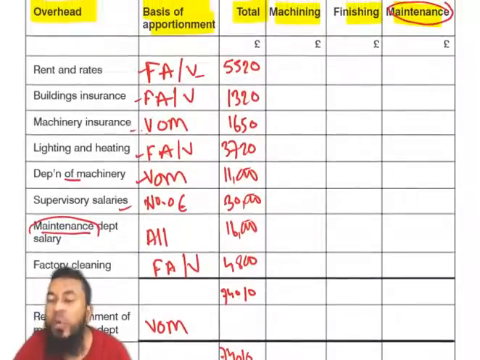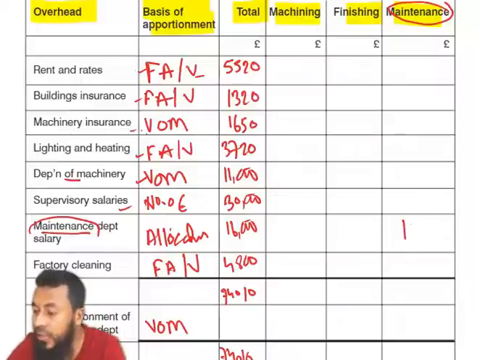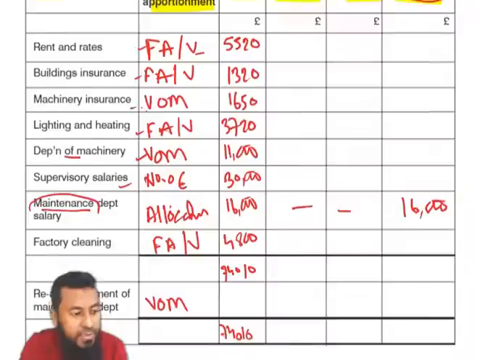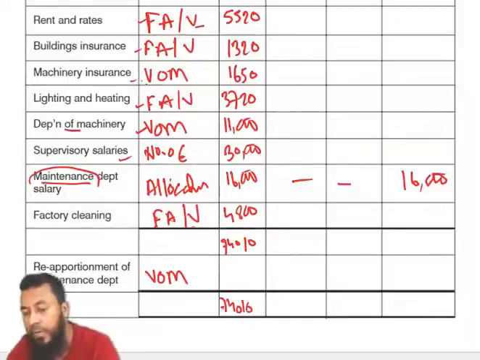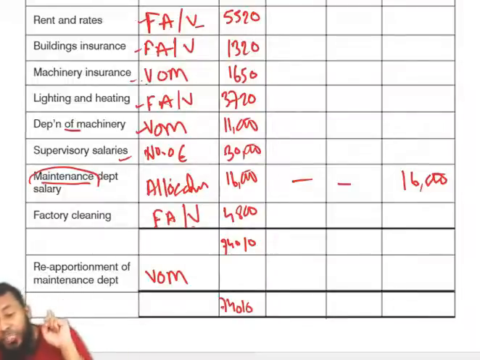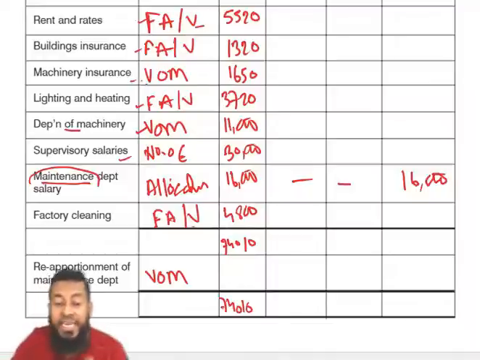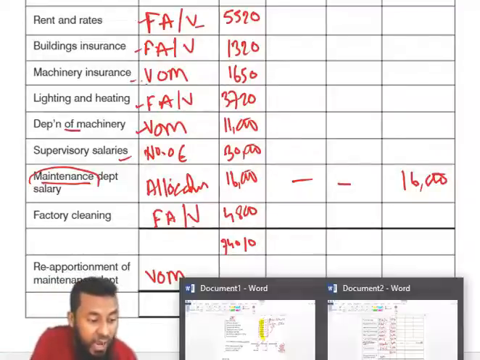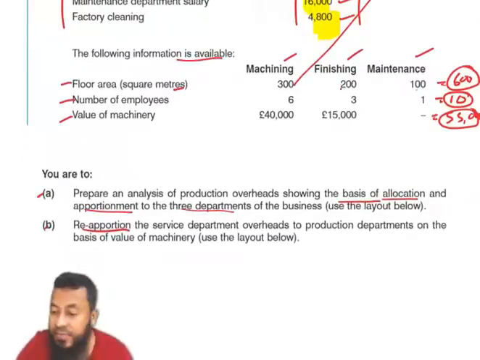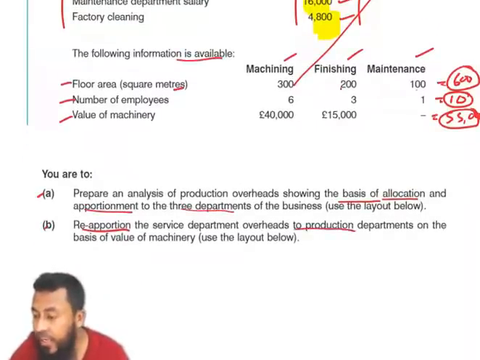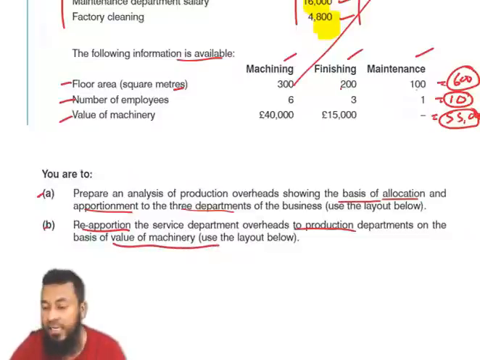So this is called allocation. Allocation, 16,000 straight to the maintenance department. You can write it down and get your marks, and make your life easy. And factory cleaning, floor area or volume, and that's it. Then at the end, reapportionment of maintenance department should be based on value of machinery. How do we know? It is said here in this question, reapportionment of the service department overheads to production departments on the basis of value of machinery. That's how we know it.